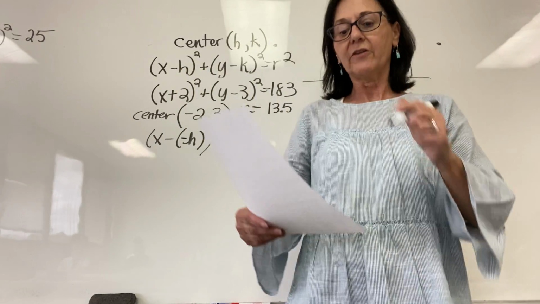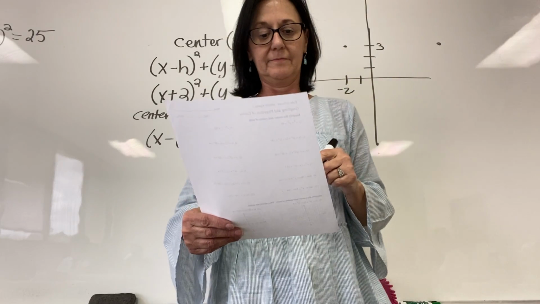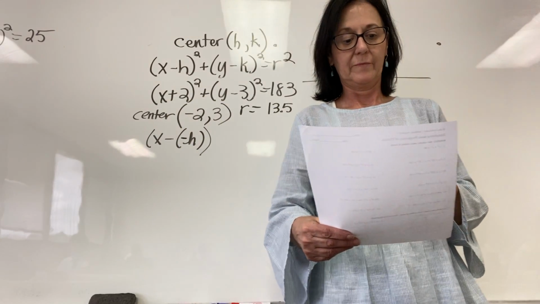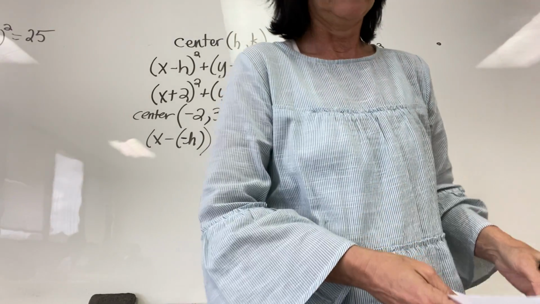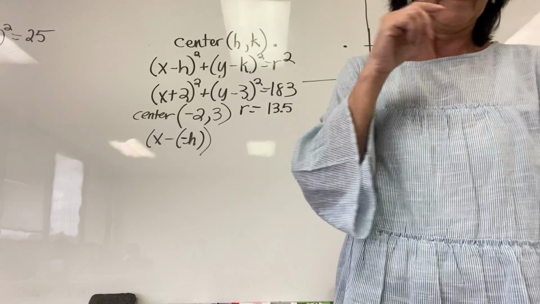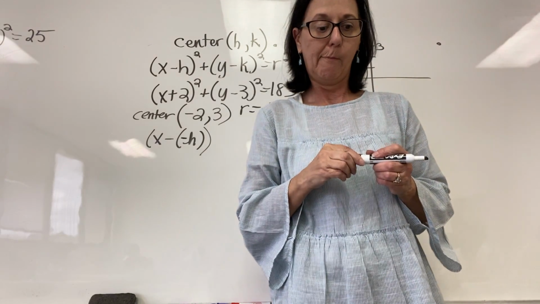Okay, I want everybody to jump down to 13 and 14, and I want you to graph those circles. There will be nothing like 9 through 12. Everybody graph 13 and 14.